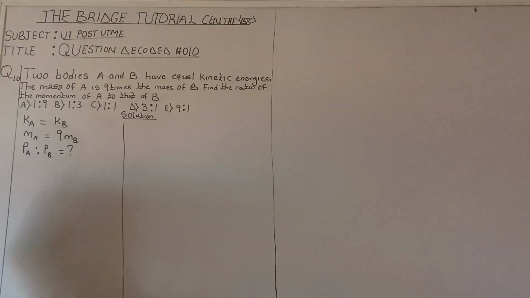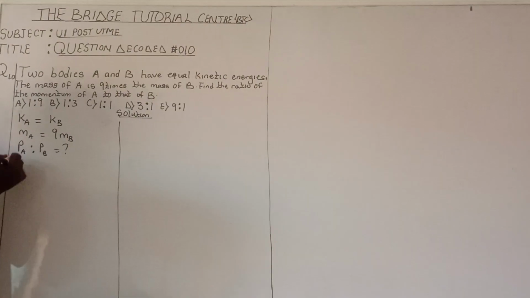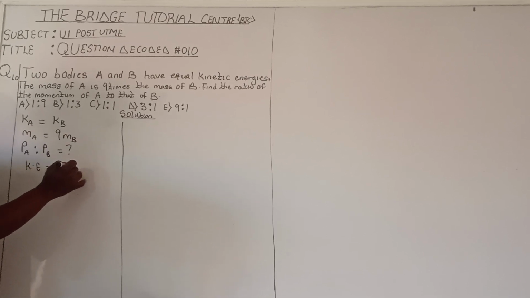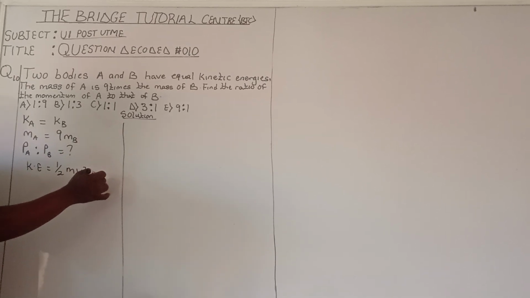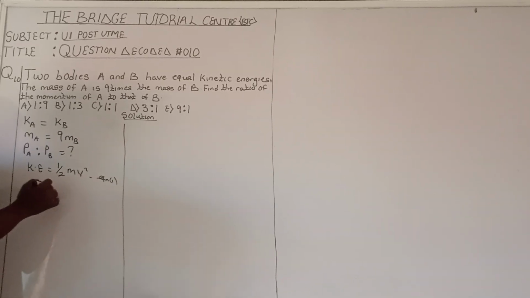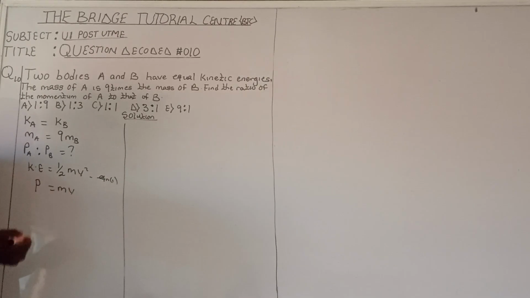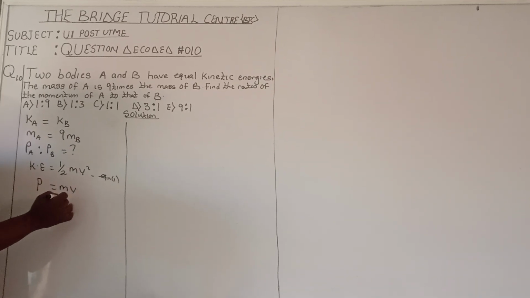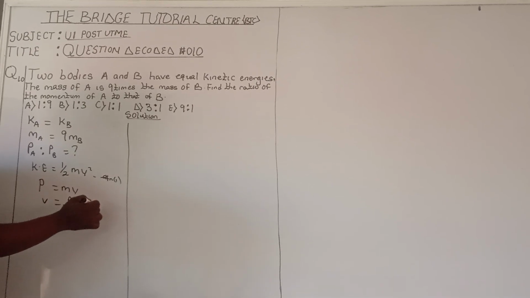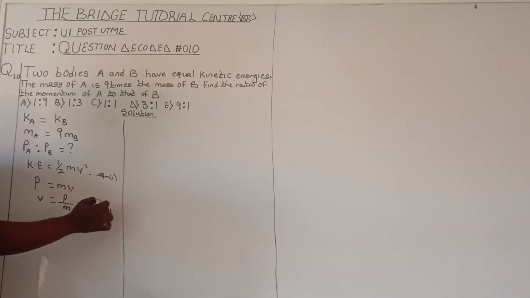So the first thing is to know the relationship between the kinetic energy and the momentum. So let's take a look. From our KE equals half mv squared, this is equation 1 for kinetic energy. What about momentum? You have momentum equals mv. So we make v the subject of the formula from this, and we have v equals P over m. This is the formula for velocity. This is equation 2.